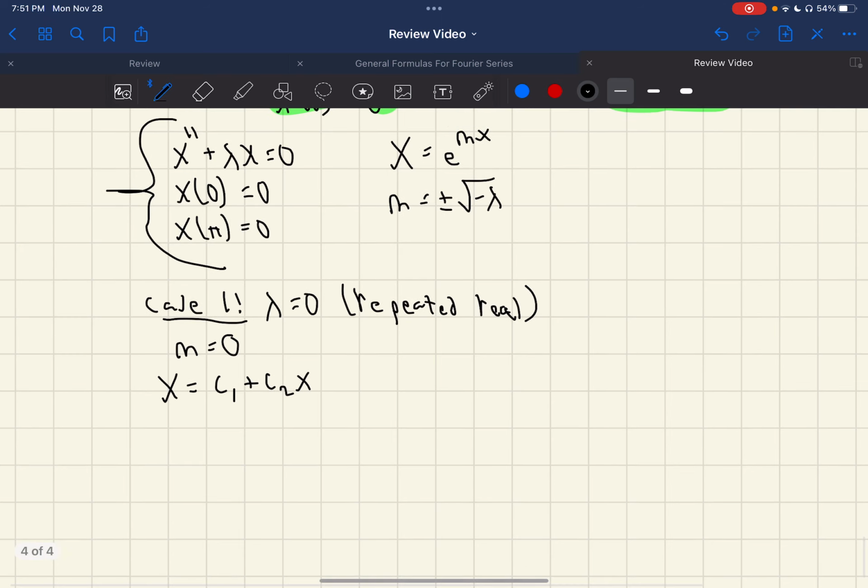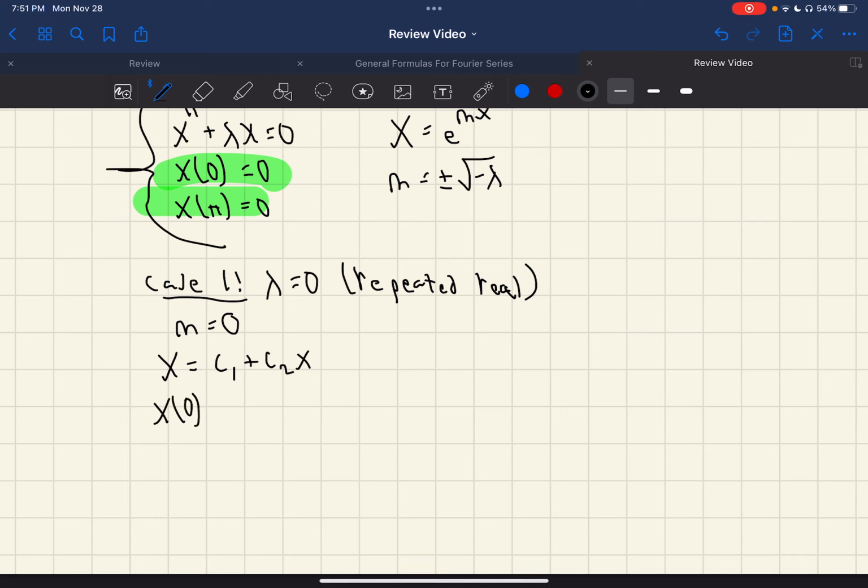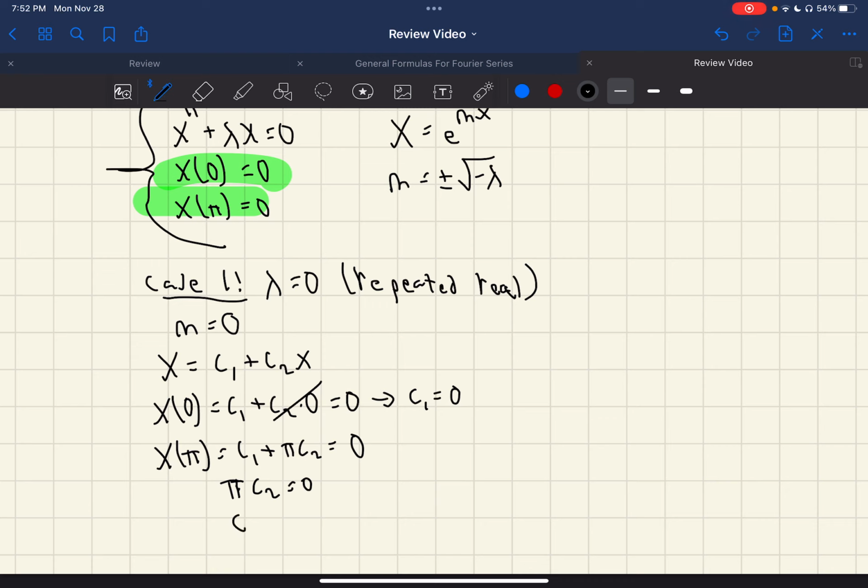So now we could plug in our stuff from up here. So we'll do X of 0 first. We get c1 plus c2 times 0 is 0. This cancels out, and we're left with c1 equal to 0. And then we can do X of pi: c1 plus pi c2 equals 0. We already know that c1 is 0, so we're left with pi c2 is equal to 0. Pi is not 0, so therefore c2 has to be 0.